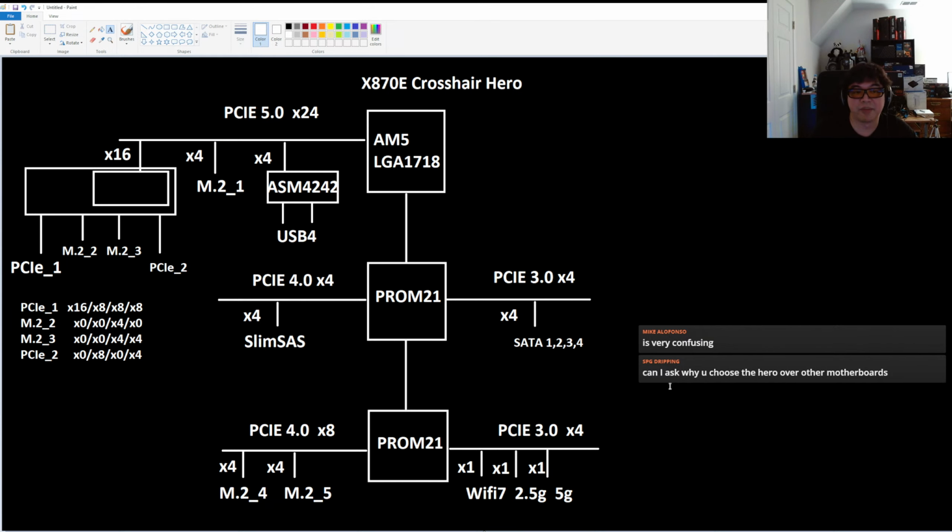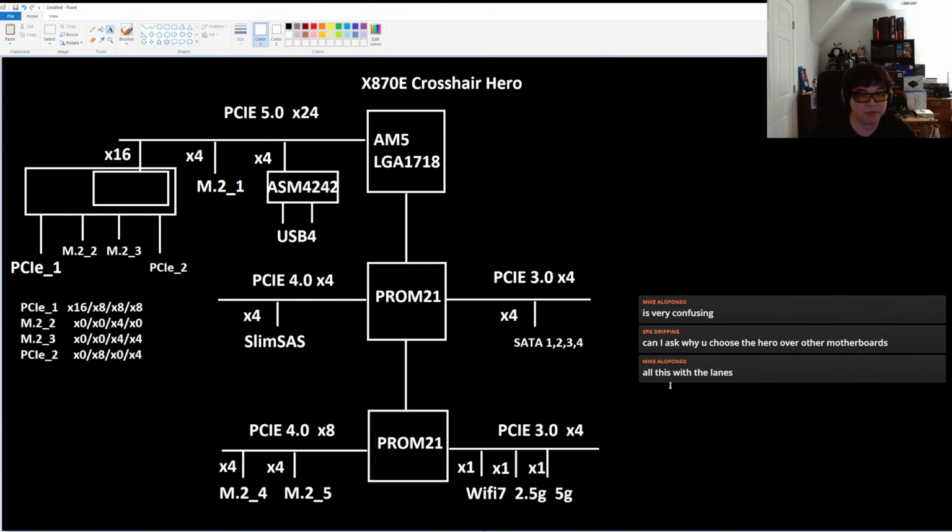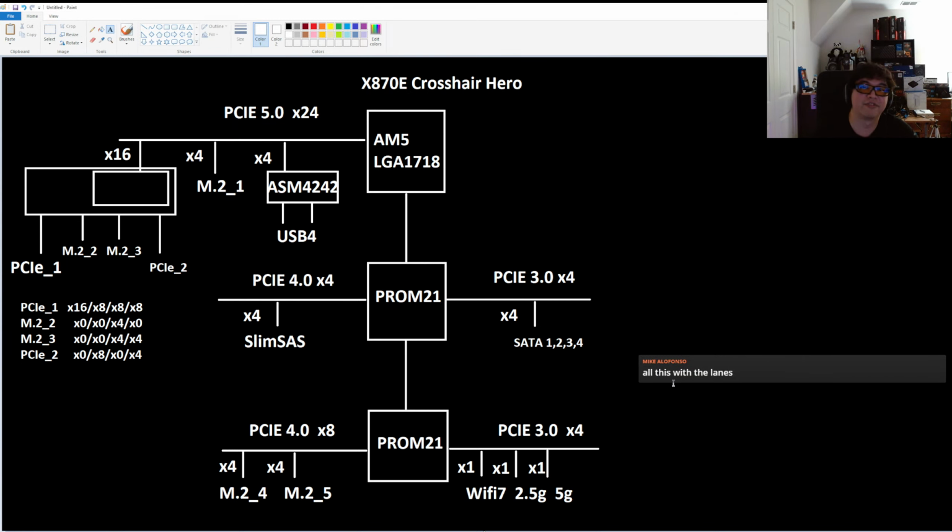Because everybody kept asking. I asked people what they want me to draw, and the first thing people kept saying was Crosshair Hero. Draw the Hero. Draw the Crosshair. Even though I've drawn it like 5 times, I basically have it memorized because I've drawn it so many times.